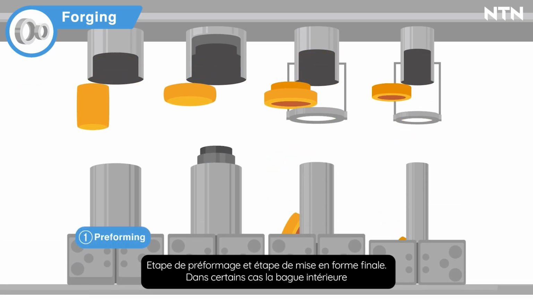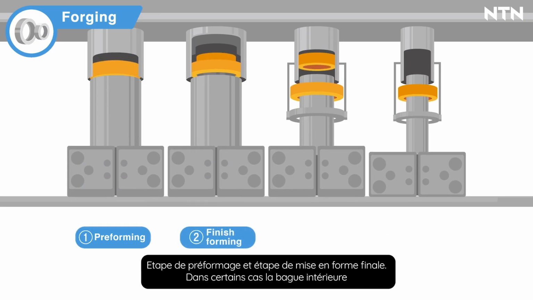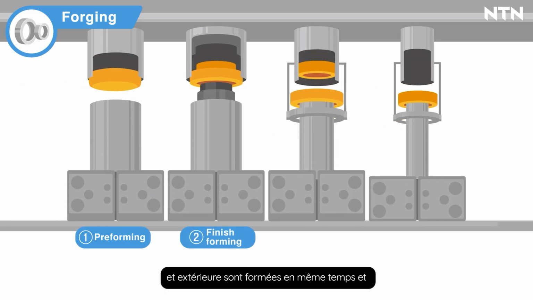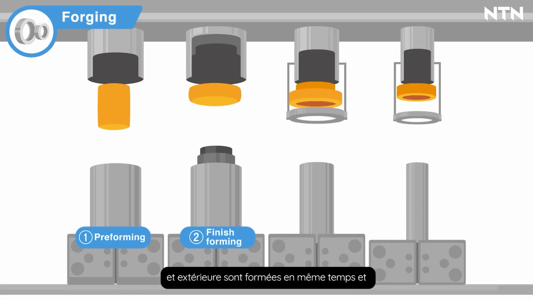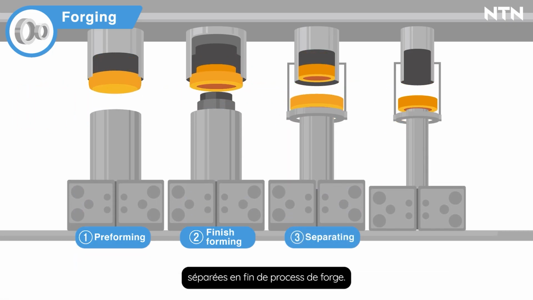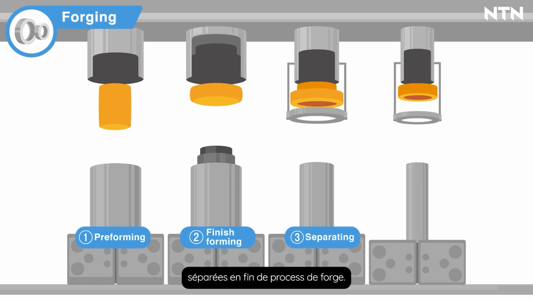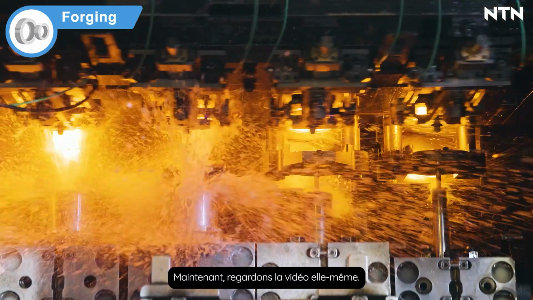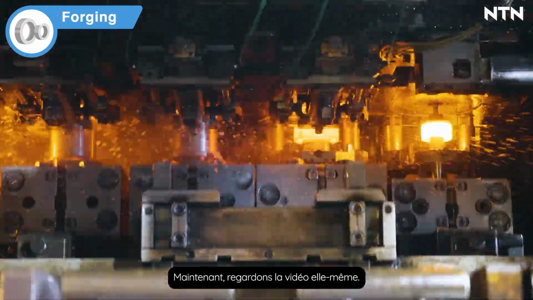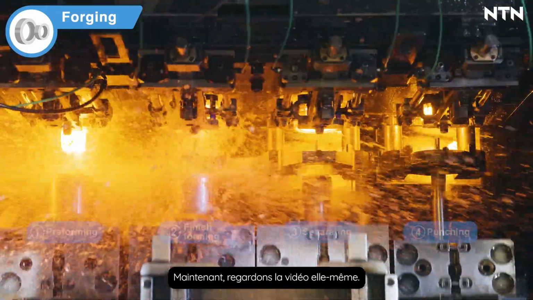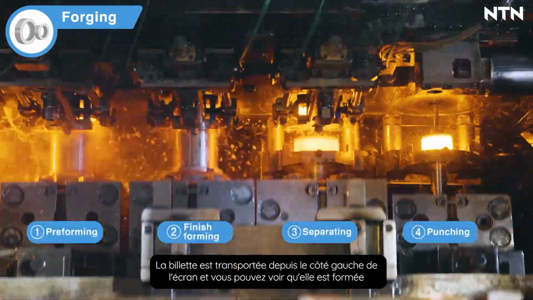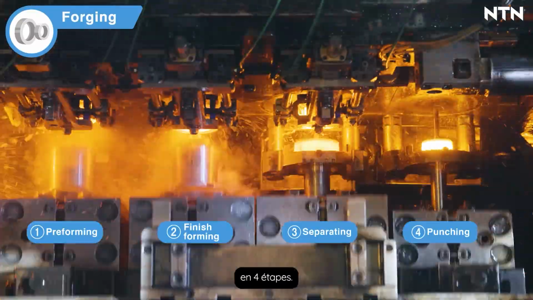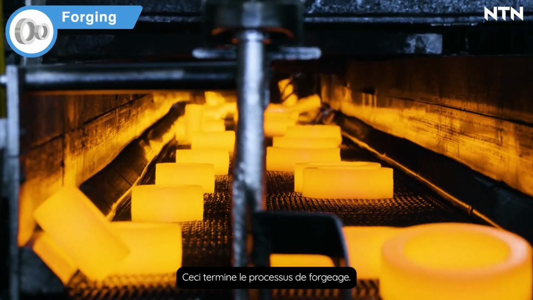First, through 1, preforming, and 2, finish forming, the billet is formed so that it can be easily separated into an outer and inner ring. Next, the outer and inner rings are separated in 3, and the inner ring is punched out in 4. Now, let's take a look at the actual video. The billet is transported from the left side of the screen, and you can see that it is formed in 4 steps. This completes the forging process.